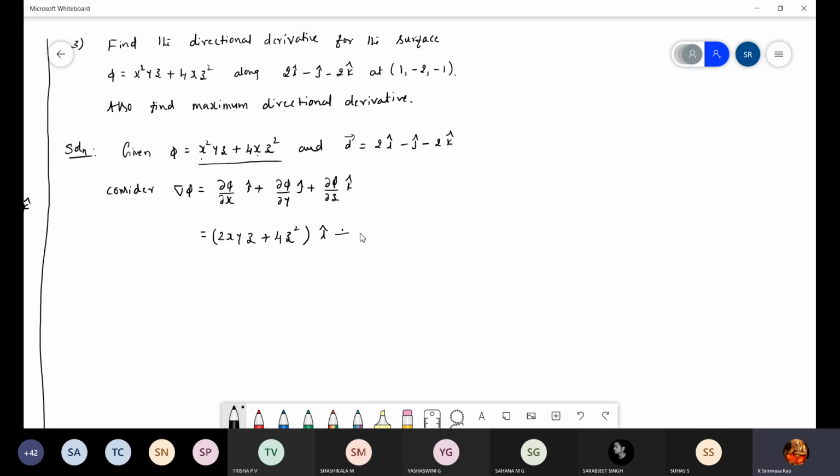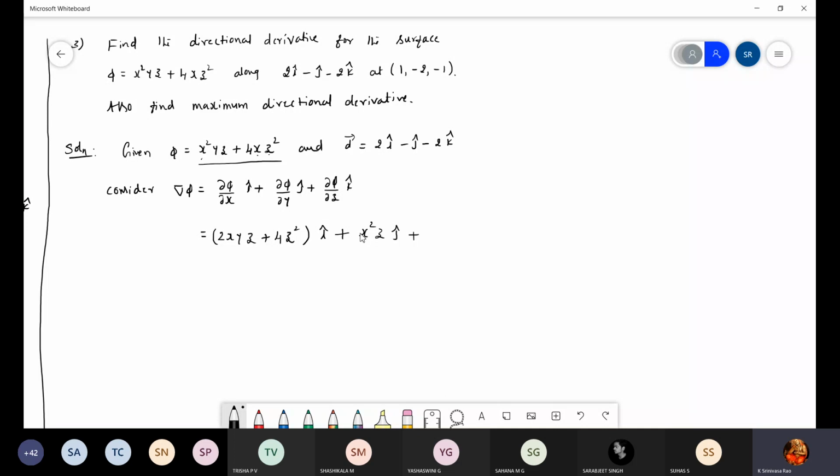Yes, with respect to y. With respect to y, the first term is x square z, and the second term has no y, so it is 0. This is 0 here. So you will get x square z j cap. Plus with respect to z, z is present in both the terms.